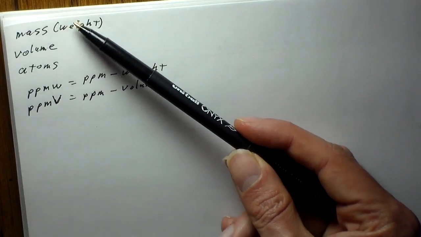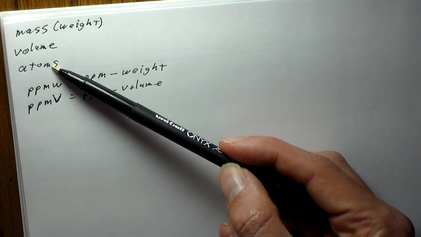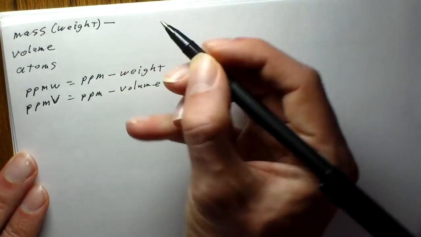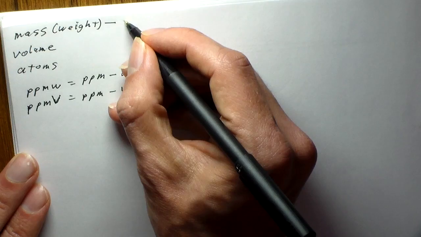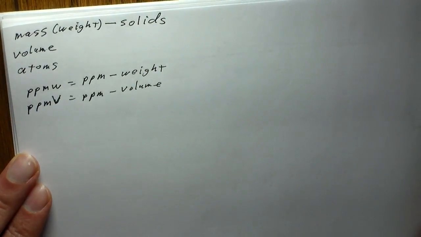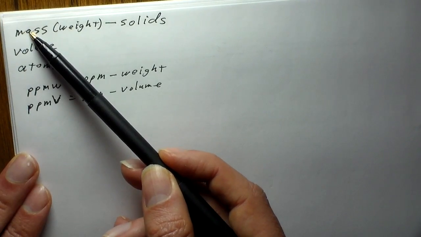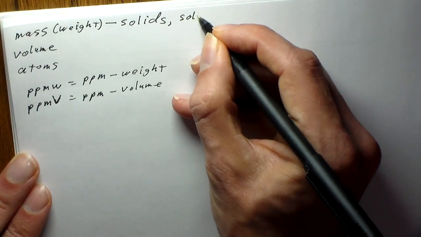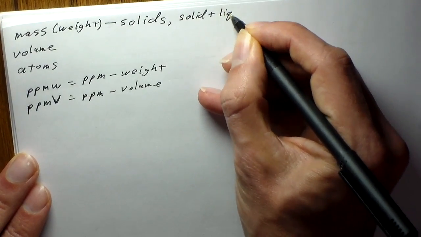Now, how do we know, are there some general rules that we can actually deal with, if we're dealing with terms of mass or volume or atoms? Well, if we're dealing with the weight one, this is going to be if you're dealing with all solids. So if we're mixing up, for instance, how many percent salt is in the soil, that would generally be done, because salt is a solid, soil is a solid. That would be parts per million in terms of the weight. Or if you're dealing with solids and liquids.